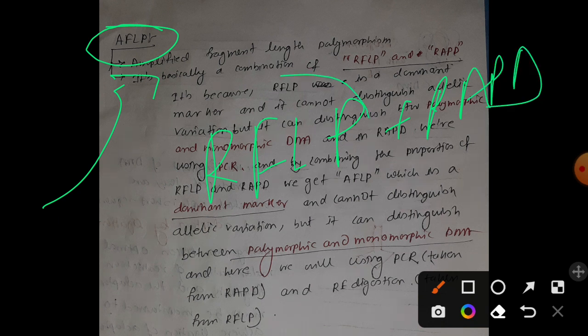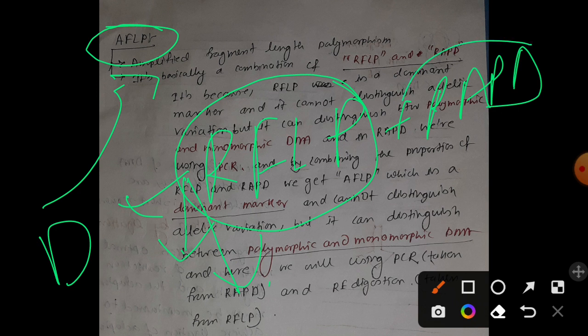Again, remember, RFLP is a dominant marker, and it has the ability to distinguish between dominant and recessive genes, and it also has the ability to distinguish between polymorphic DNA and monomorphic DNA, but it cannot tell anything about the allelic variation. Okay, so in RAPD we are using PCR.